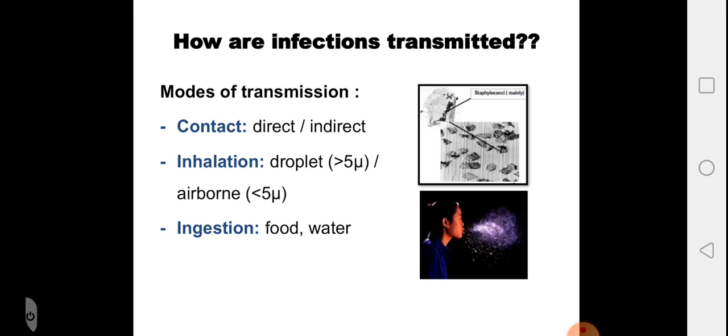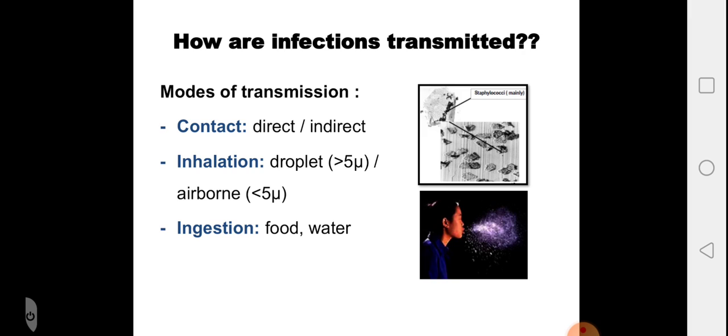looking into the modes of transmission, they can be by contact, by inhalation, or by ingestion. Direct contact is the most common route. Direct contact with other patients or with healthcare workers. Indirect contact with the hospital environment, the fomites and the instruments.